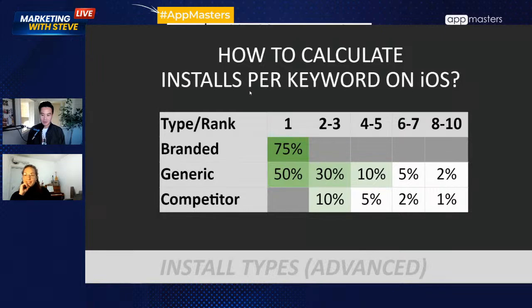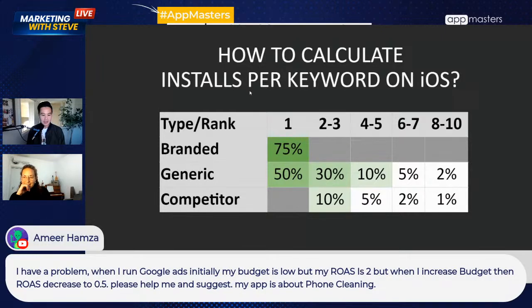All right, here, let's end with this. Amir says, I have a problem. When I run Google ads initially, my budget is low, but my ROAS is 2. But when I increase budget, then ROAS decreases to 0.5.